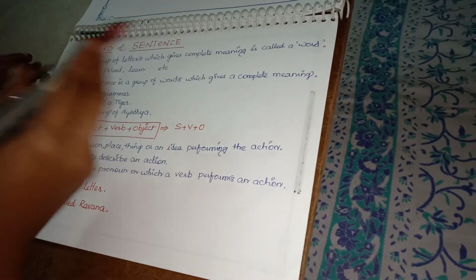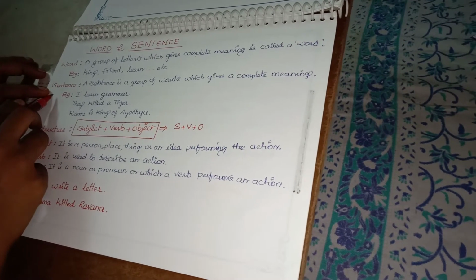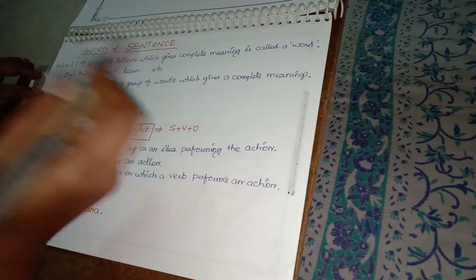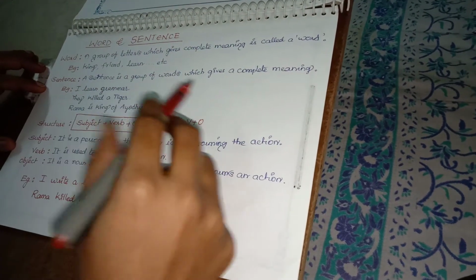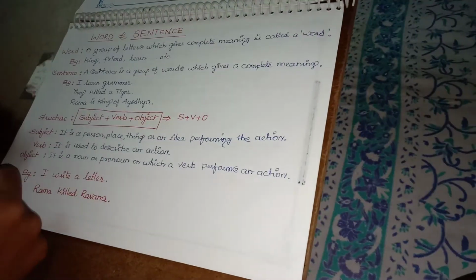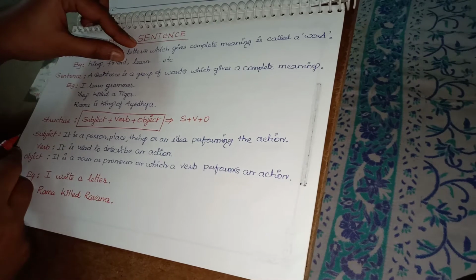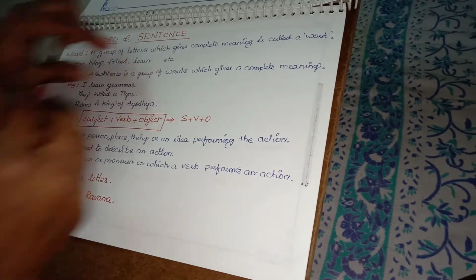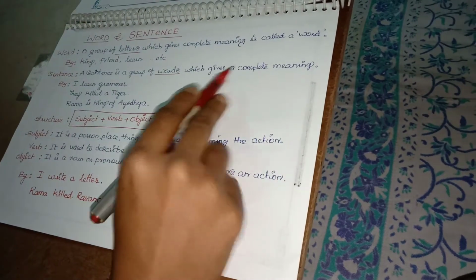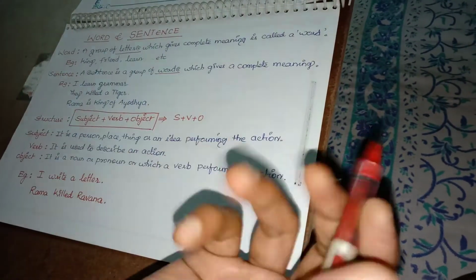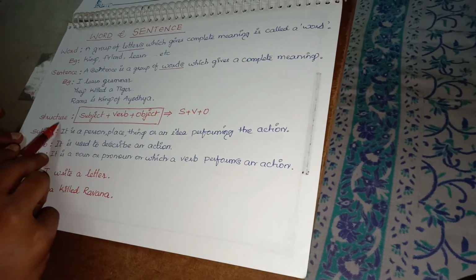After words, you try to make sentences using those words. Then how to make a sentence, and what is a sentence, we'll see. A sentence is a group of words which gives a complete meaning. In the same way that a word is a group of letters, a sentence is a group of words which gives a complete meaning. Then you have to know how to make sentences, so here I have given the structure of sentences.